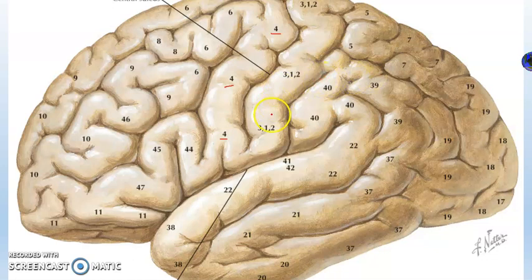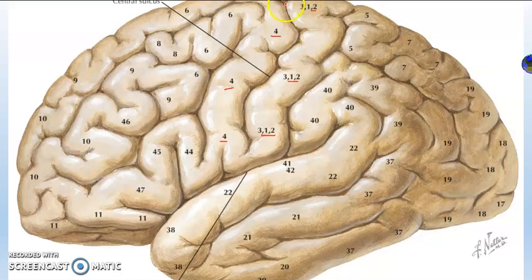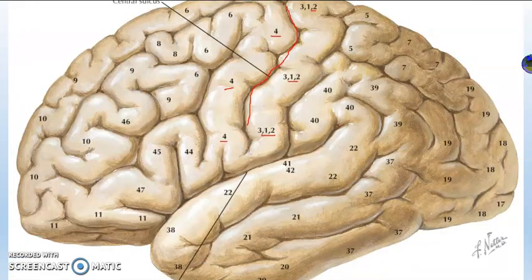What about 3, 1, and 2? 3, 1, 2. Remember, this is my central sulcus. Oops, sorry, I'm moving the camera, my bad. Okay, this is my central sulcus right here. So 3, 1, 2, if I go back a slide, this is going to be all your sensory. So when we show you the notes here in a second, and it says parietals is in charge of sensations, don't panic, because that's what 3, 1, and 2 is.